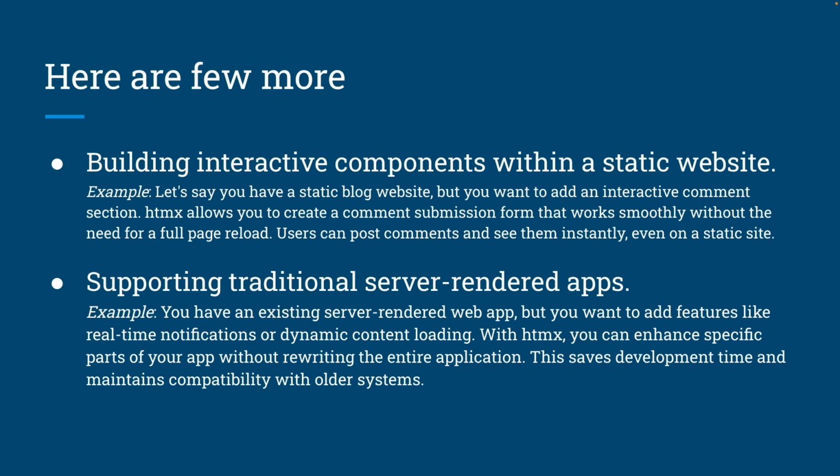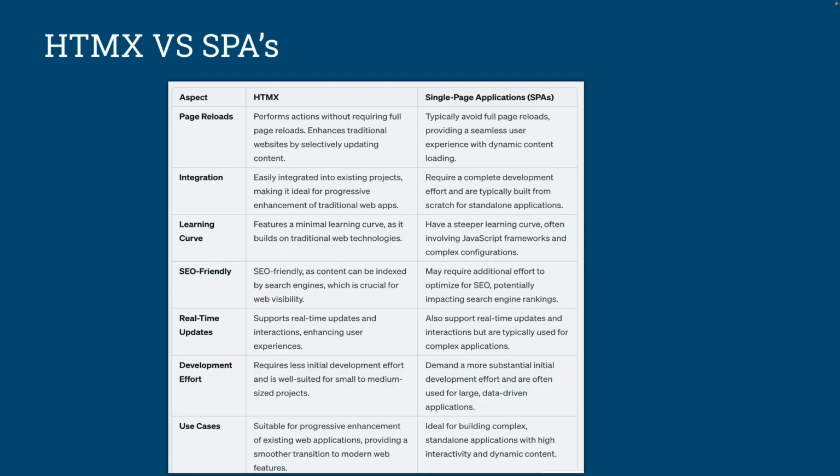Supporting traditional server-rendered apps. For example, you have an existing server-rendered web app, but you want to add features like real-time notifications or dynamic content loading. With HTMX, you can enhance the specific parts of your app without rewriting the entire application. This saves development time and maintains compatibility with older systems.